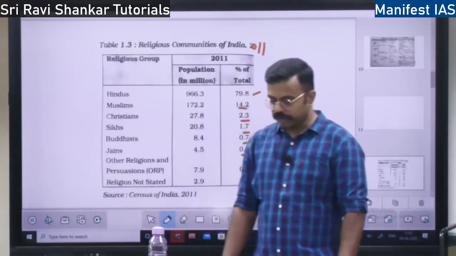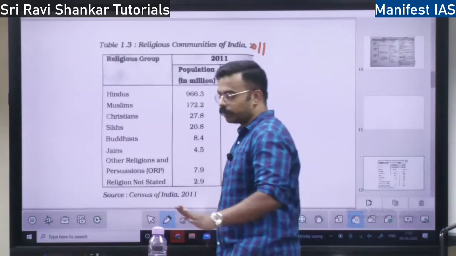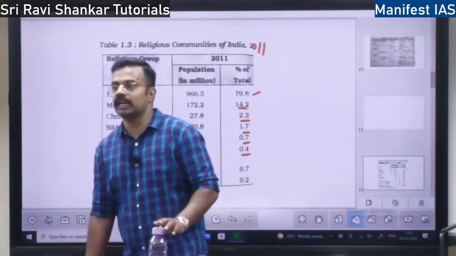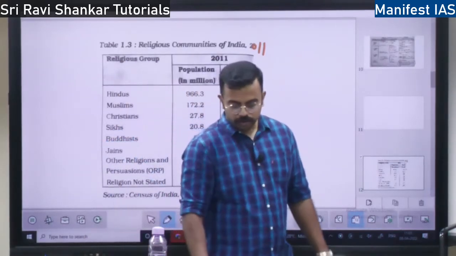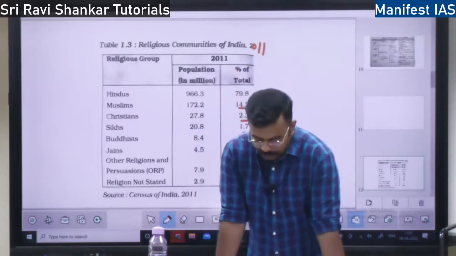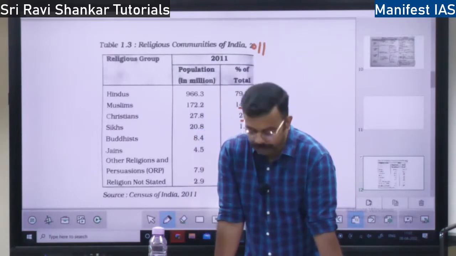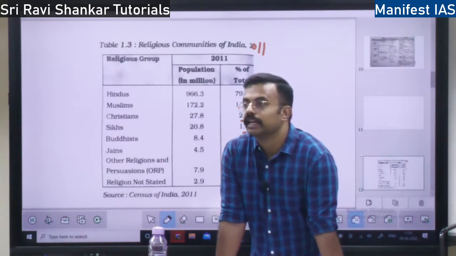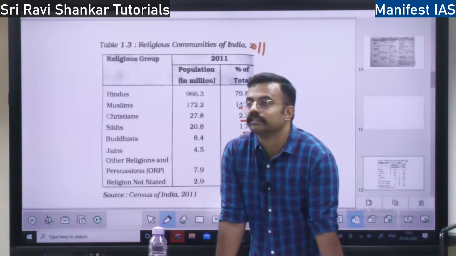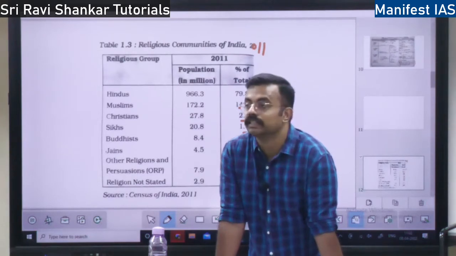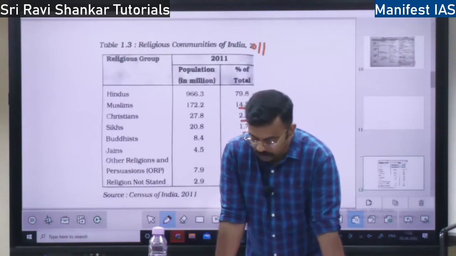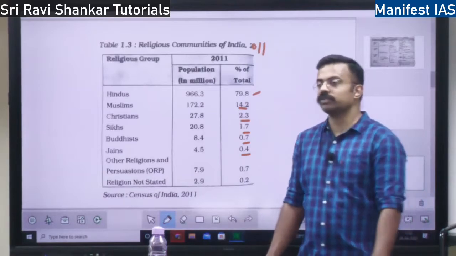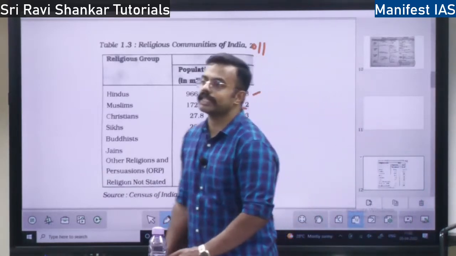Where do you find them? You find the highest population of Muslims in Jammu and Kashmir, Kerala, Lakshadweep and also West Bengal, right? Otherwise, you find the highest number of Hindus everywhere. Christians, where do you find the highest number? They are found in the rural areas. You will be amazed that most Christians reside in rural areas, not in urban areas, as per the 2011 census. You will find them in Goa, Kerala, and the Northeast states.